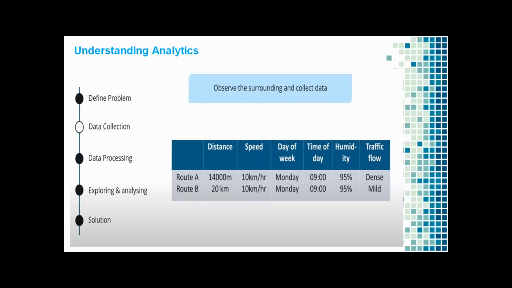So observe the surroundings and collect data. Now cleaning of the data will be done. First of all, check here. Distance is 14 kilometers on route A. On route B, 20 kilometers. Route A is the shortest one. Traffic is dense on route A, that is the shortest one. And on the second route, traffic is mild.